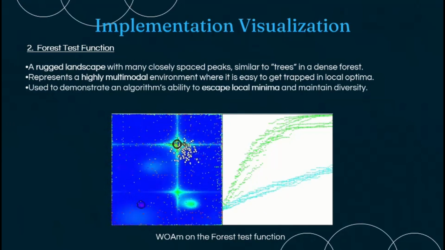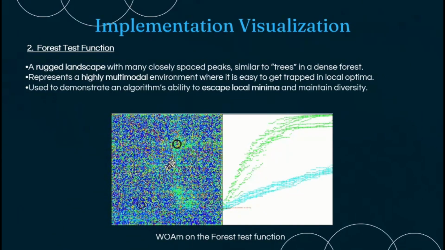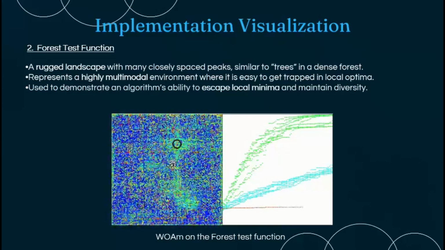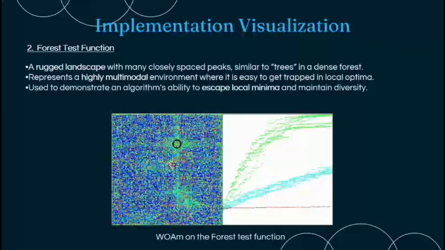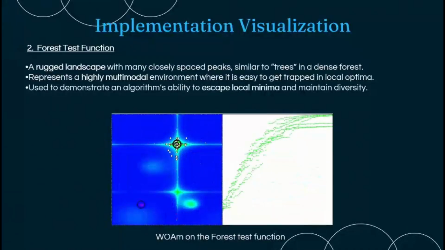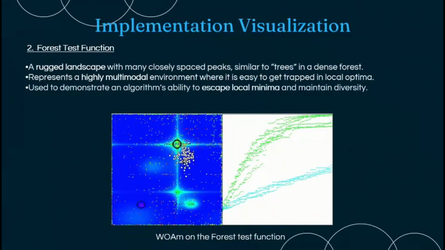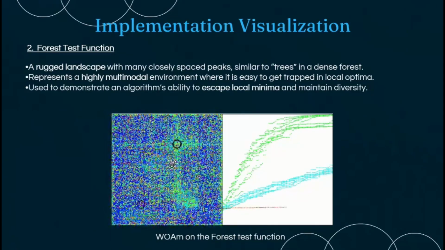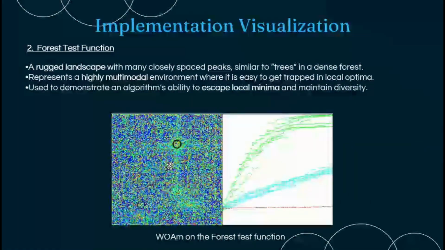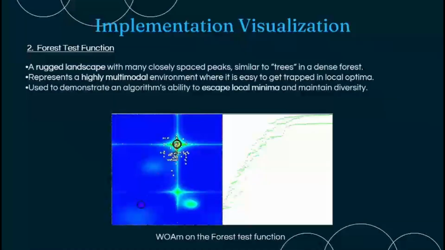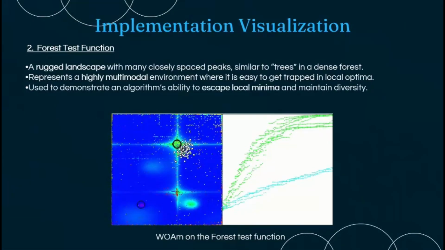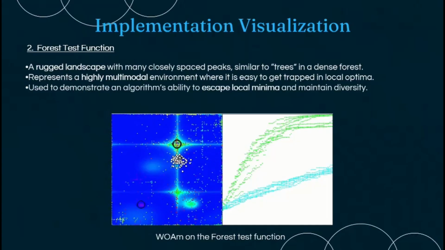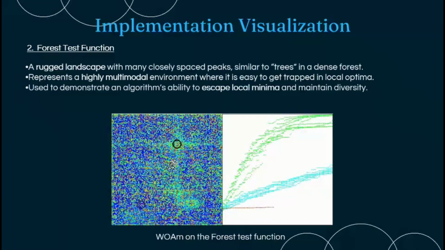Here is the visual representation of the Forest test function. So here we can see in the animation that the terrain is extremely rugged and the algorithm maintains diversity to escape local optima. The visualization shows how the whale optimization algorithm continues to search new areas instead of settling too early, demonstrating its robustness in complex environments.